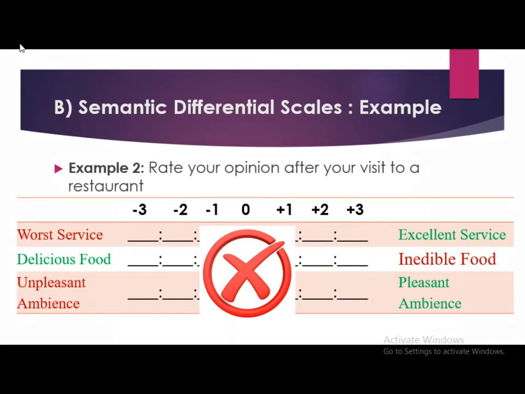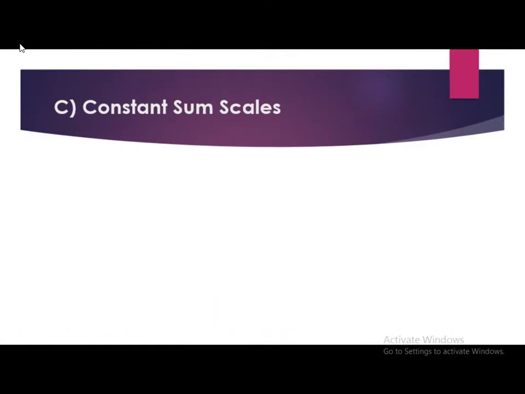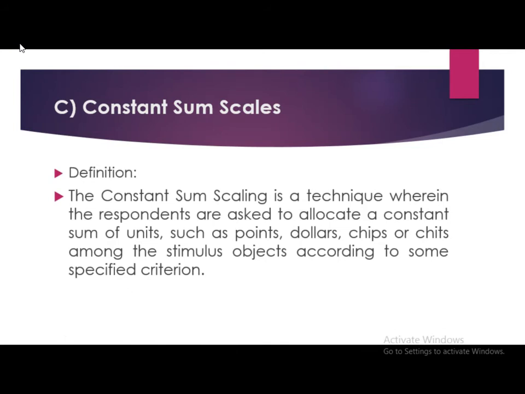Now we will move towards the next scale, that is the constant sum scale. First of all, let us see the definition of the constant sum scale. Constant sum scaling is a technique wherein the respondents are asked to allocate a constant sum of units, such as points, dollars, chips, or chits, among the stimulus objects according to some specified criteria. In other words, it is a scaling technique that involves the assignment of a fixed number of units to each attribute of objects, reflecting the importance a respondent attaches to it.